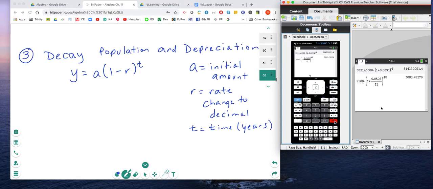Okay, the last formula that we're going to look at is the exponential decay formula. Again, A is the initial amount. R is your rate, which will be given to you as a decimal, or as a percent. You will change it to a decimal. And T is your years.